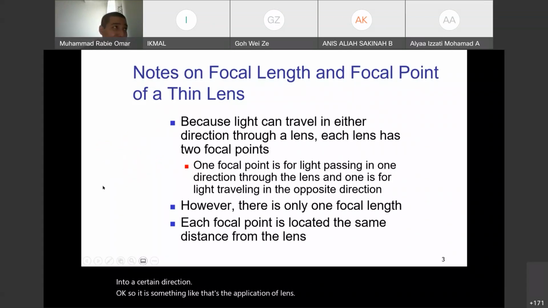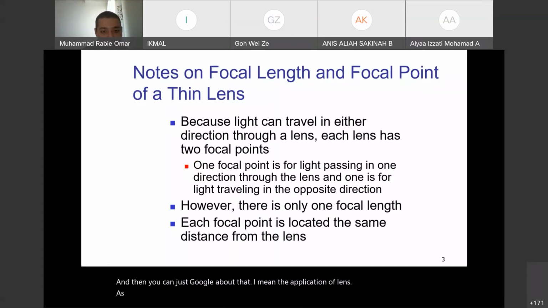And then what else? We do have lenses in our camera. In fact, we have more than one lens in the camera. Well, you can just Google about that, I mean, the application of lens as well as the mirrors. But the thing is, you need to know the details of the lens itself. First, the thin lens is characterized by the focal point.